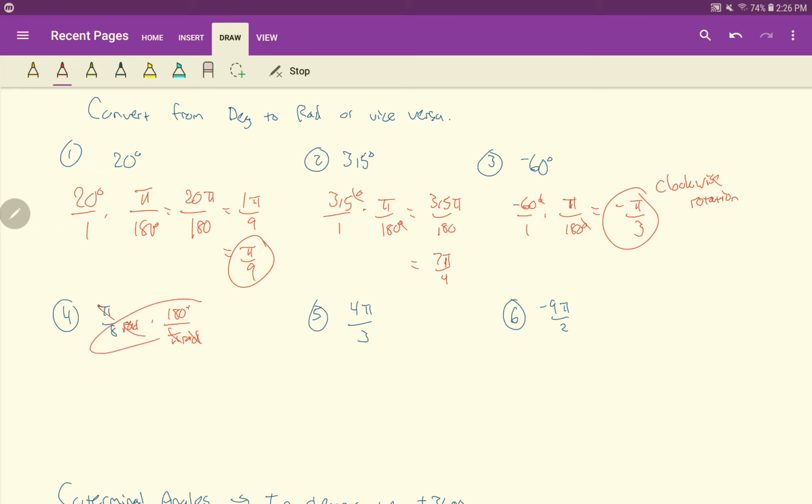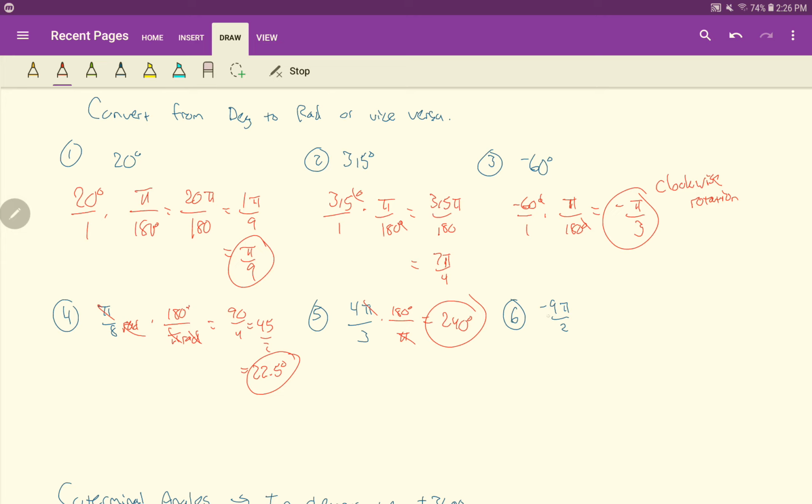Okay, and so we just need to simplify the 180 and that 8 there. So it's going to be 90 over 4, which is 45 over 2, which is 22.5 degrees. Like that. Okay, the next one here, 4 pi over 3, again, multiply by 180 degrees over pi. So again, the pi's will cancel. 180 divided by 3 is going to be 60, but then times that 4 will be 240 degrees.